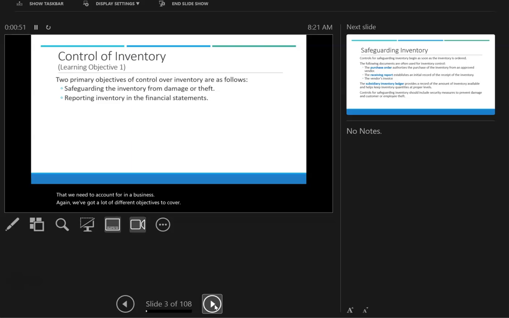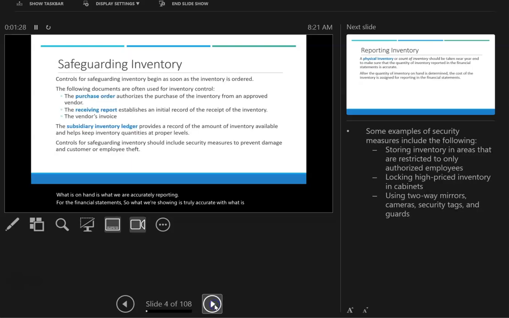But the first objective is how we control inventory. We need to protect the inventory from damage. And probably even more important than damage is to protect it from theft. And we need to make sure that what is on hand is what we are accurately reporting for the financial statements. So what we're showing is truly accurate with what is being presented in the financial statements.